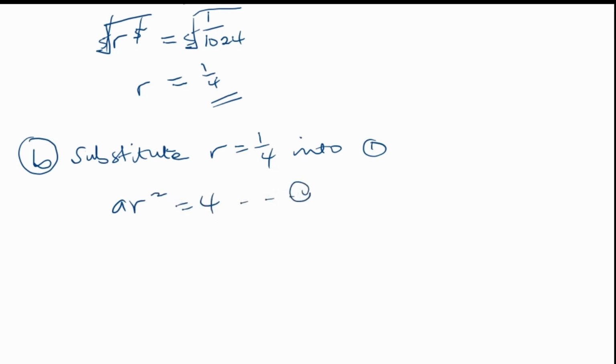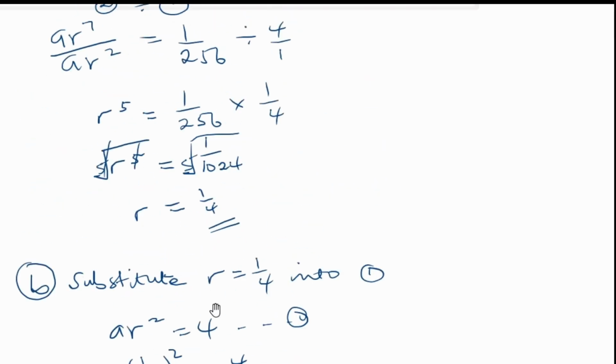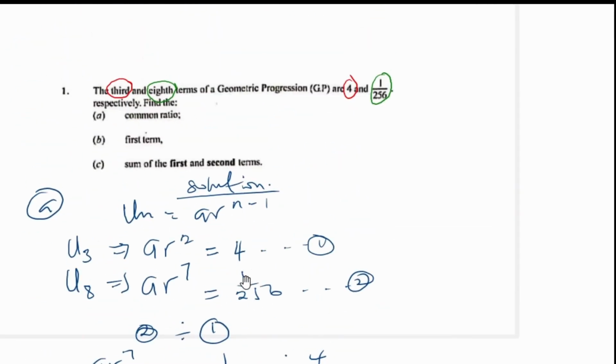So substituting r equals 1 over 4, we'll have a multiplying 1 over 4 all squared equals 4. And 1 over 4 squared is 1 over 16. So working it together, we'll have a over 16 equals 4. Multiplying both sides by 16, our a will be equal to 64. Therefore, the first term of the sequence is 64. So that answers the B part of the question.